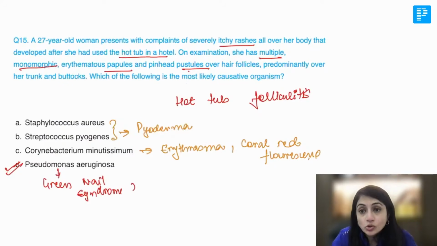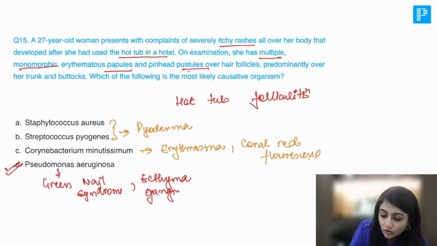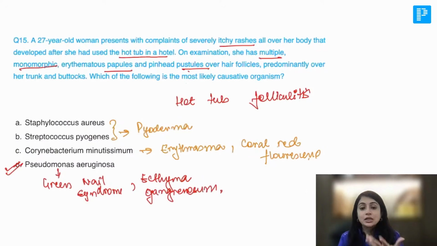Ecthyma contagiosum is caused by virus. Ecthyma infectiosum is caused by streptococcus. It is the ecthyma gangrenosum which is caused by Pseudomonas. Ecthyma gangrenosum is something which is caused by Pseudomonas. Green nail syndrome, hot tub folliculitis, this is all caused by Pseudomonas. So there should be no confusion here. This is the classical description of hot tub folliculitis.